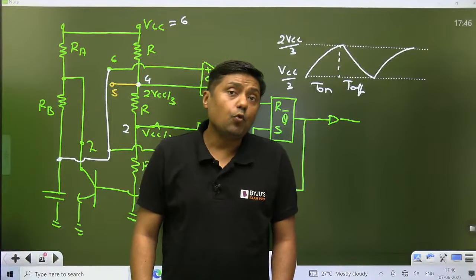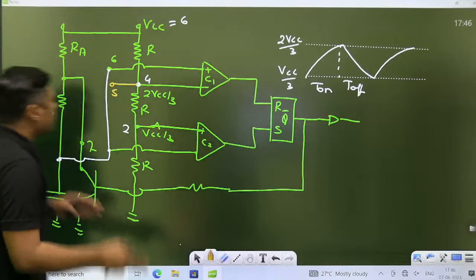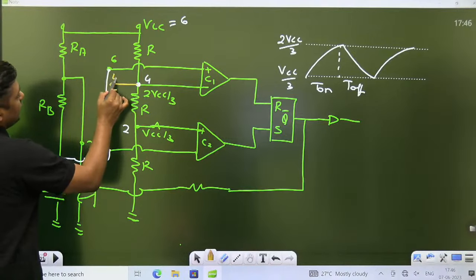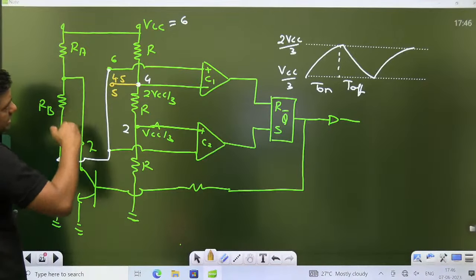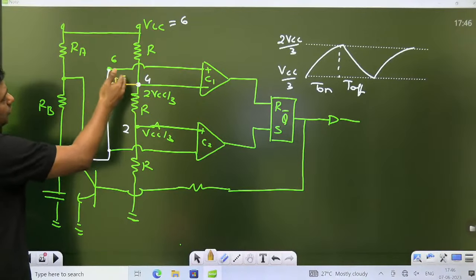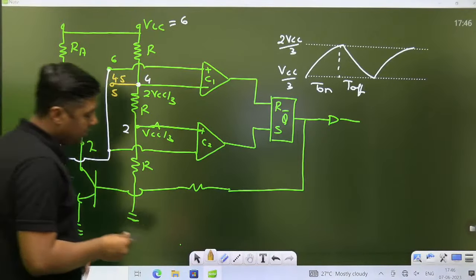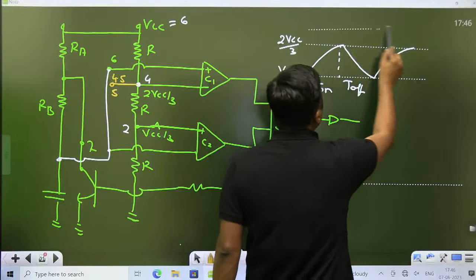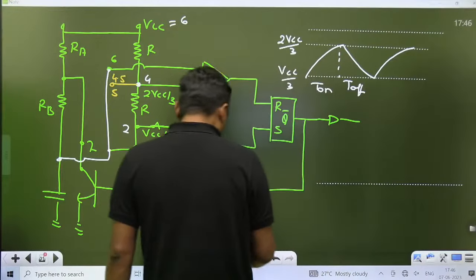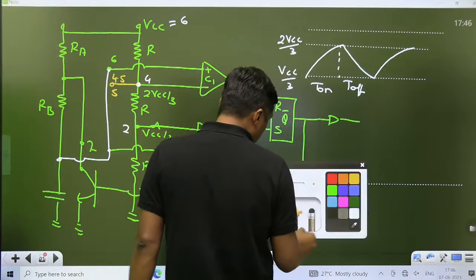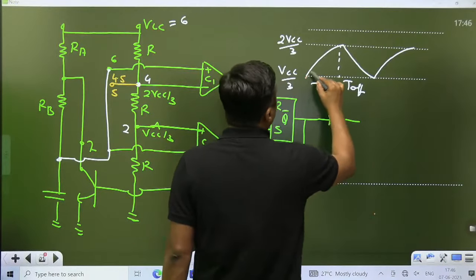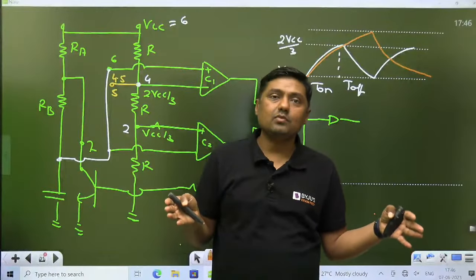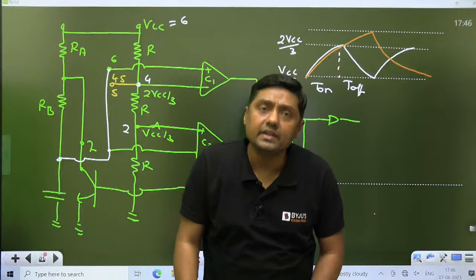But if you want to change that voltage, you can connect an external voltage at pin number 5. Suppose you connect 4.5 volt here. Now the capacitor will charge up to 4.5 and discharge down to 2 volt. It will take more time because we are increasing the level. The capacitor will take more time for charging, and more time for discharging. What about the time period? It increases. If the time period increases, it means frequency decreases.